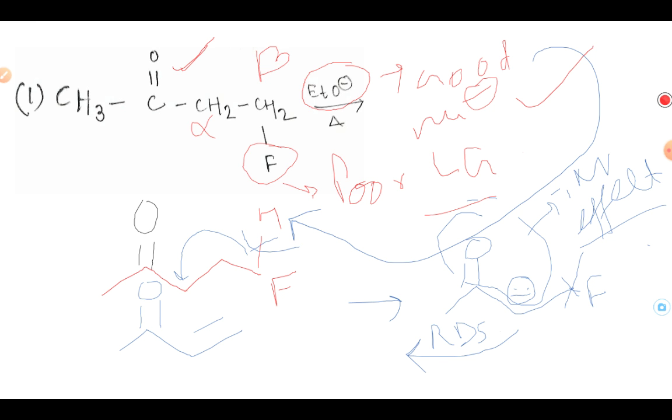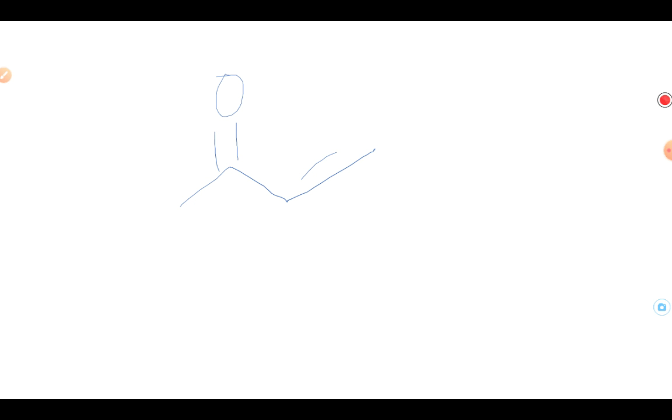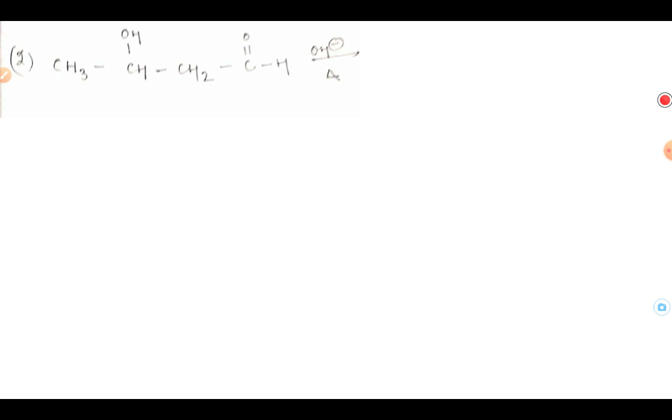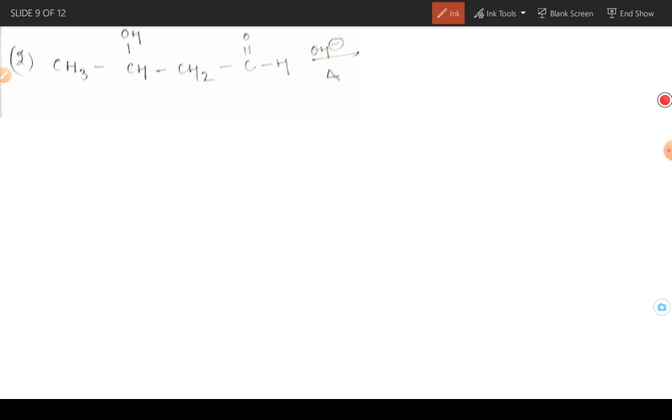And after fluorine gets removed, the double bond will be formed, and the double bond or pi bond formation is the rate determining step, and we will get the product like this. This is the final product. Now see in the next question what it says. There are two groups. Here this is a beta hydroxycarbonyl compound. You can see over here, this is a beta hydroxycarbonyl compound.